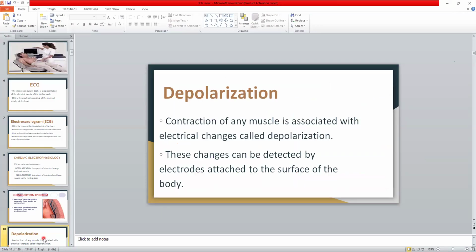So, what is depolarization? As I told you, any contraction of the muscle is associated with electrical changes that are known as depolarization. These changes that occur during the contraction of the cardiac muscles, whether atria or ventricle, can be detected by electrodes when they are attached to the surface of the body.